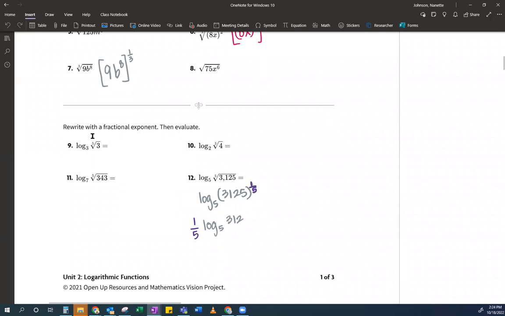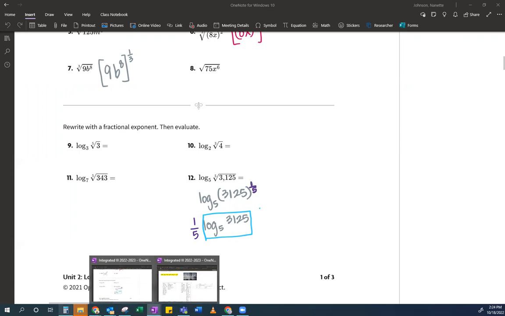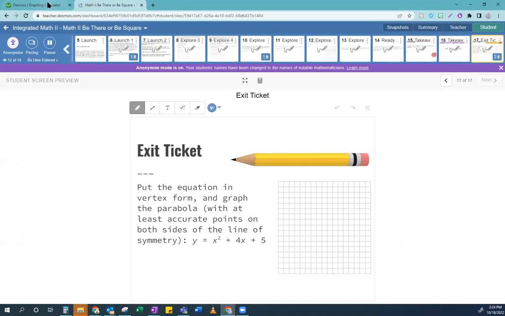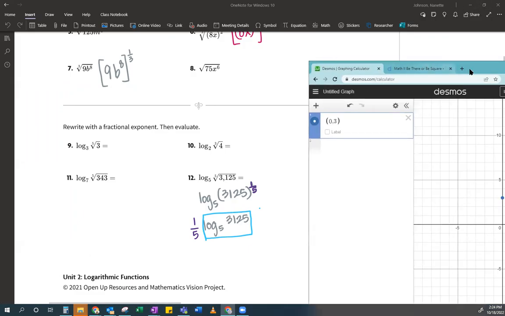So it just says rewrite with a fractional exponent, then evaluate. So here's me rewriting it with a fractional exponent, and now I'm going to evaluate it. So here, the 5th root, or 5 to the what, gives me 3,125. So in my brain, this is what I'm thinking over here: 5 to the what gives me 3,125. And I actually don't know the answer to these. Some of them I do, some of them I don't. So I'm going to pull up Desmos, my best friend. Not really my best friend, but you know.